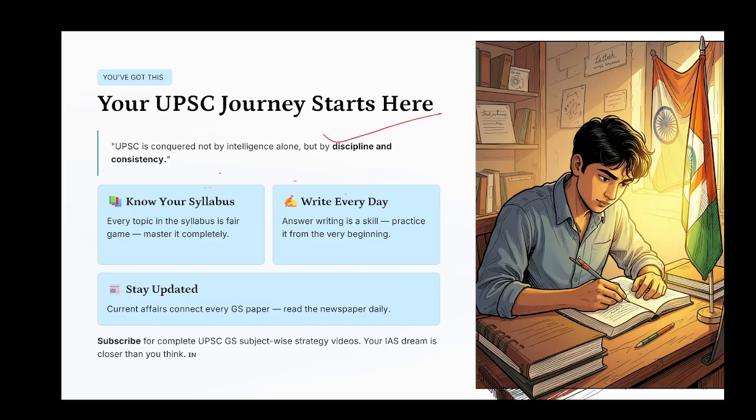It's conquered not by intelligence alone, but by discipline and consistency. I am repeating these two words in every video, right? Consistency and discipline. So now, for your syllabus, write every day and stay updated, meaning current affairs. They connect every GS paper, so read the newspaper daily.